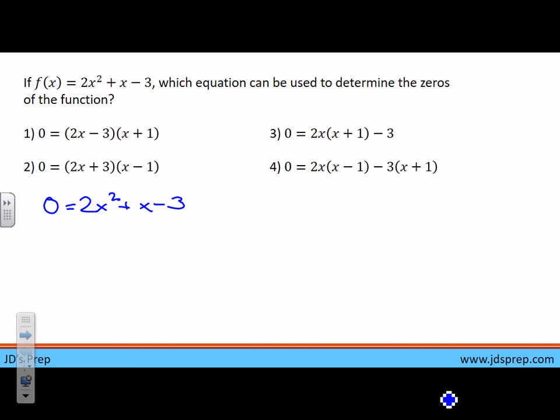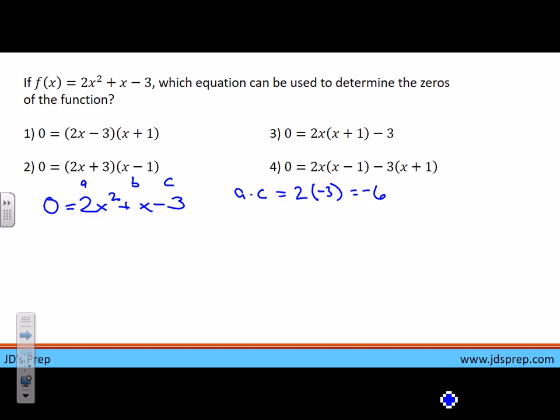The polynomial function on the right side of this equation is a quadratic polynomial of the form ax squared plus bx plus c, with our a being 2, our b being the assumed coefficient of 1 on the x, and c being negative 3. To factor a polynomial of this form, we use what is often referred to as the AC method, where we start by finding the product a times c, which is 2 times negative 3, which will give us negative 6.